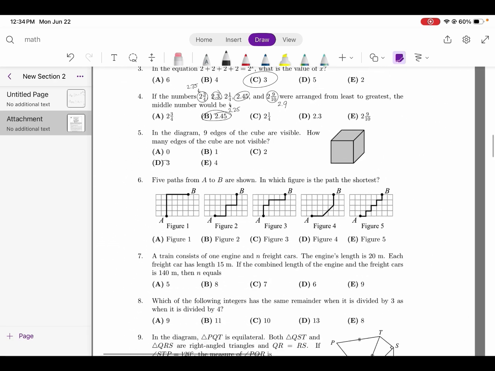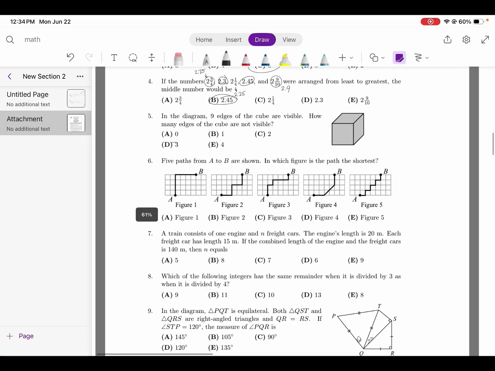Okay. Question 5. In the diagram, 9 edges of a cube are visible. How many are not visible? I guess you could just realize that in a cube there are 12 edges, and since 9 of them are visible, 3 of them are not visible. So the answer is 3.